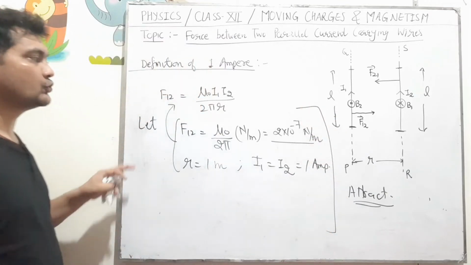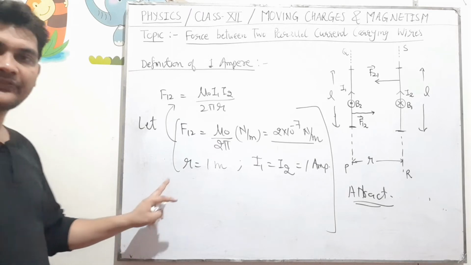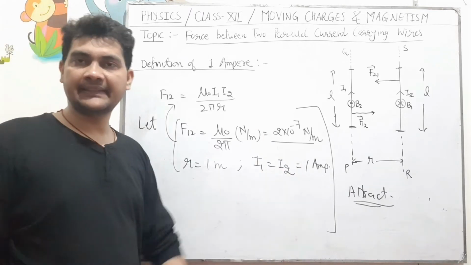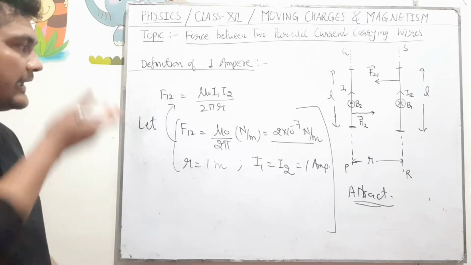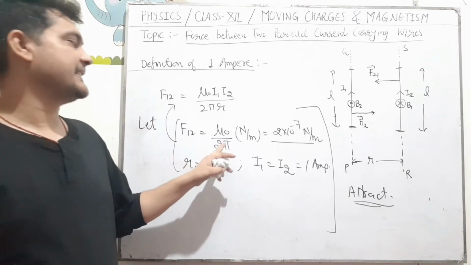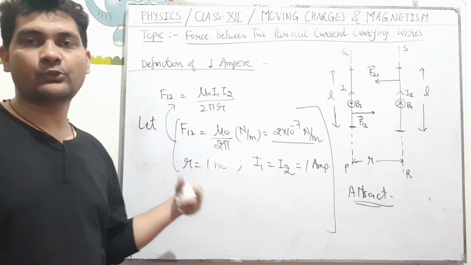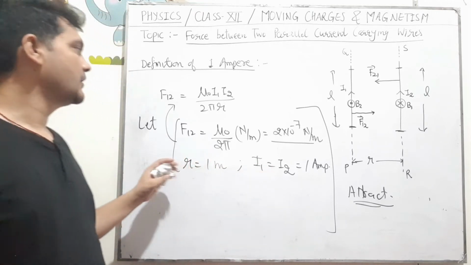If you have 2 parallel wires placed 1 meter apart carrying equal currents in them, and the force between the wires is 2 into 10 raised to power minus 7 Newton per meter, then the equal current flowing in them will be 1 ampere.